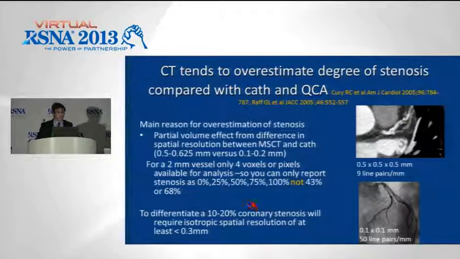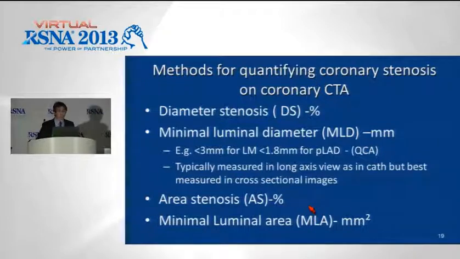So you can only report a stenosis as 0, 25, 50, 75%. You should not generate a report and say there's a 43 or 68% stenosis because you don't have that resolution. In fact, to differentiate a 10 to 20% coronary stenosis will require isotropic spatial resolution of at least 0.3 mm. And the vendors haven't produced detectors of that diameter yet, or that resolution yet.